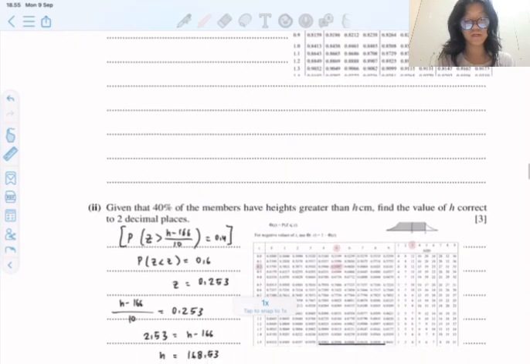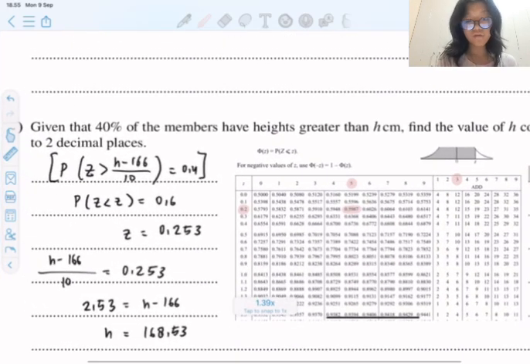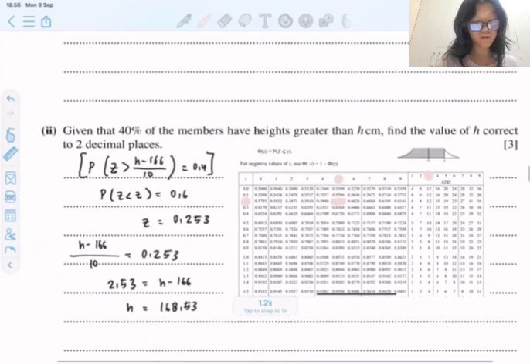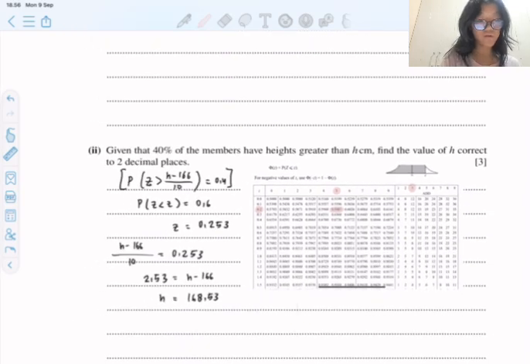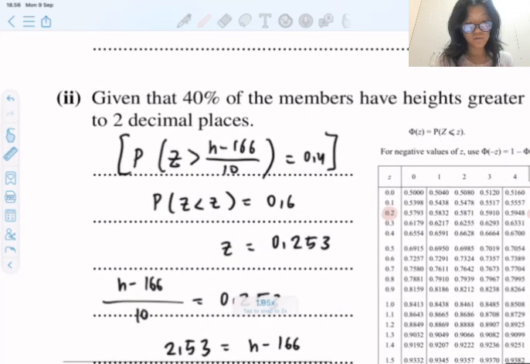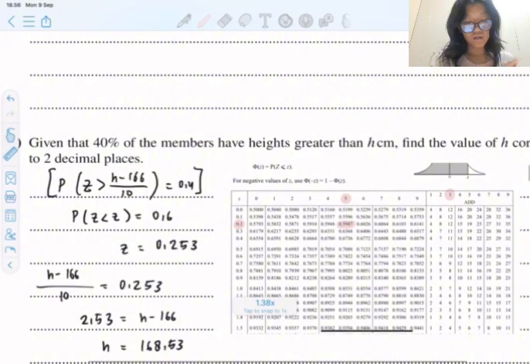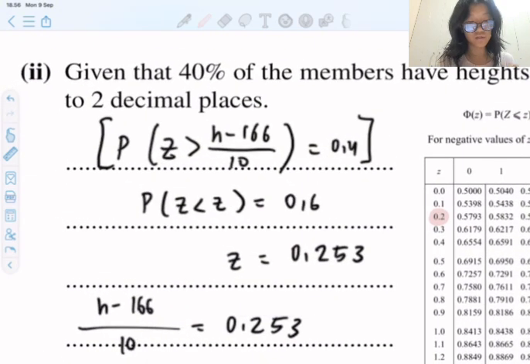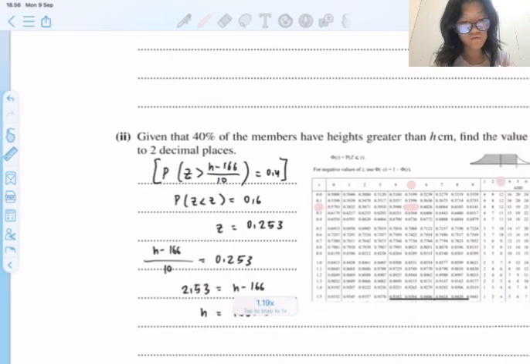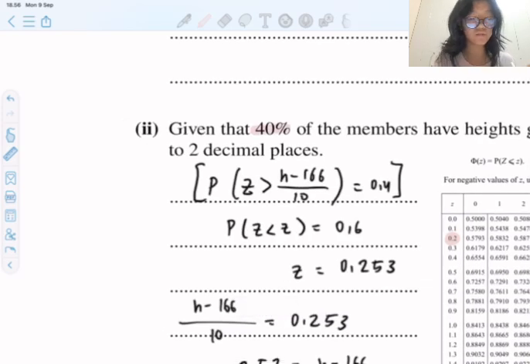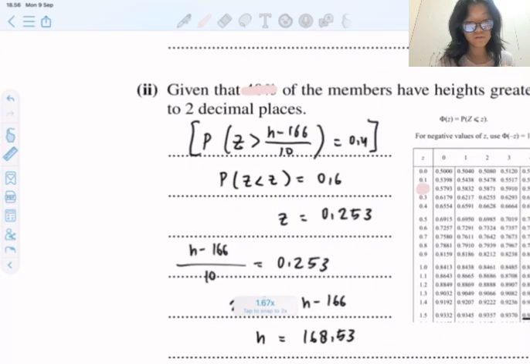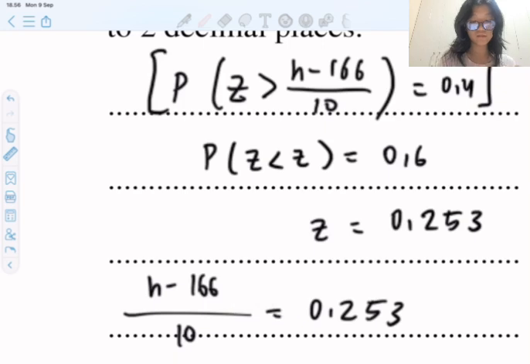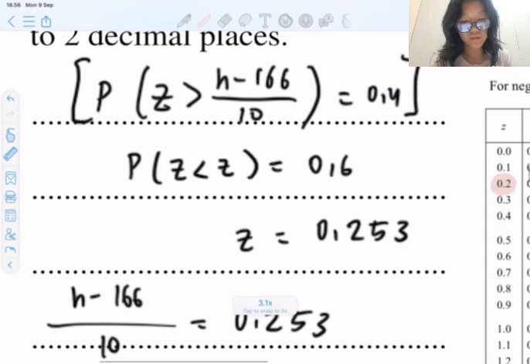Next, the second part of the A. Given that 40% of the members have heights greater than H centimeters, find the value of H correct to 2 decimal places. So probability Z greater than H minus 166 over 10 equals 0.4 because of 40%. We change it to decimal. So probability of big Z less than little z is 0.6 because this is greater than. We want to change it to less than.